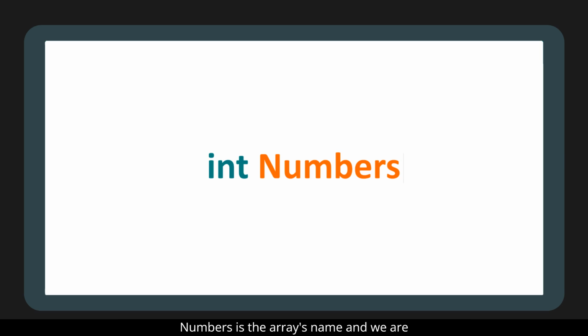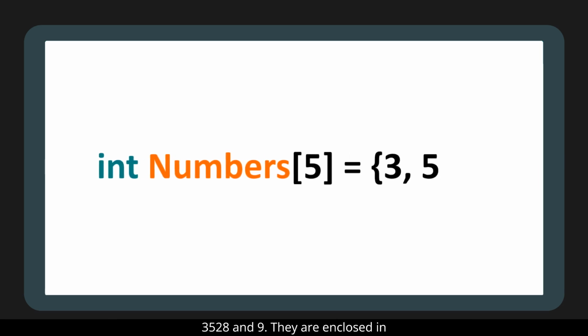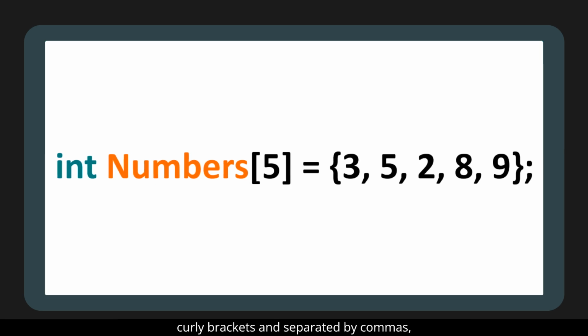In this example, we initialize an array of integer data type. Numbers is the array's name, and we are storing 5 elements in the numbers array: 3, 5, 2, 8, and 9. They are enclosed in curly brackets and separated by commas, forming a list.